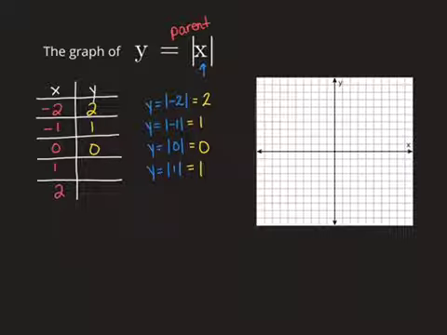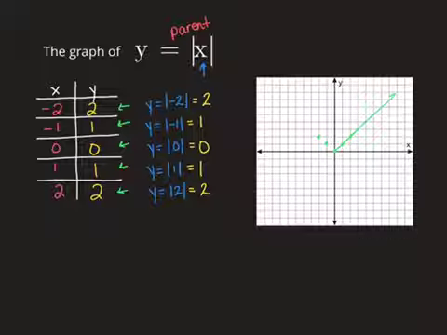And then finally we have y equals the absolute value of 2, which is 2. Now I'm going to take those 5 ordered pairs and plot them on the coordinate plane. We have -2, 2, -1, 1, 0, 0, 1, 1, and 2, 2. You can see that this makes more of a V shape, whereas the last one was a parabola and it made a U shape.